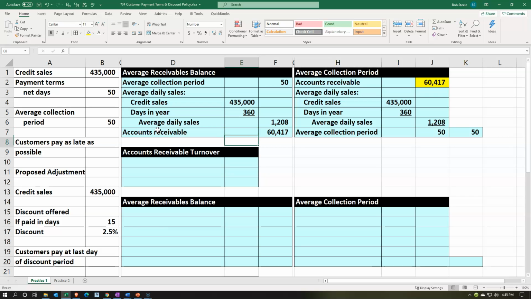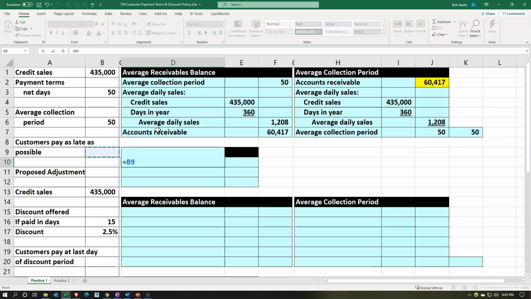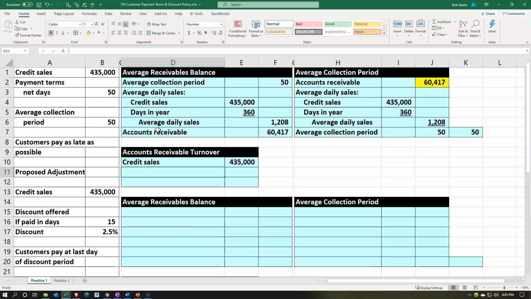So now let's figure the accounts receivable turnover. Accounts receivable turnover would be the sales number that we've been calculating. So we're going to take the credit sales, and that's going to be equal to the 435. Divide that by the accounts receivable that we just figured out. That's going to be the 60,417. Let's put an underline there. Home tab, font group, and underline.